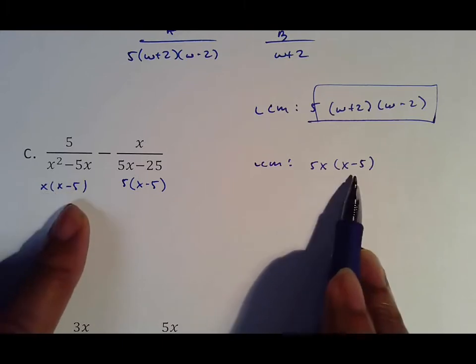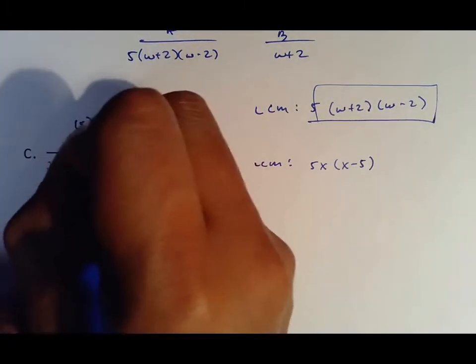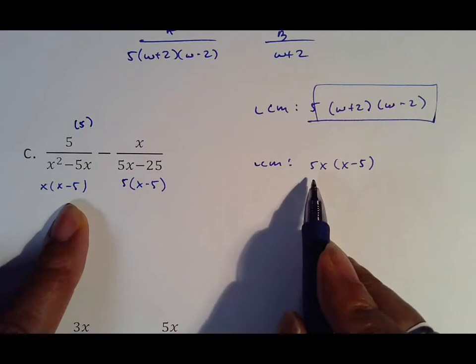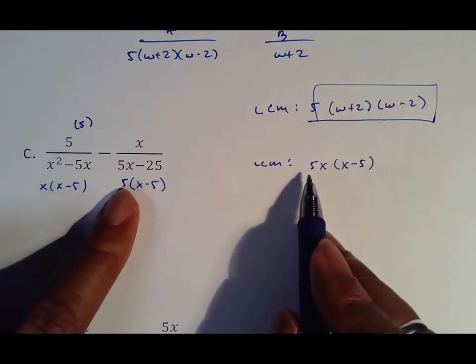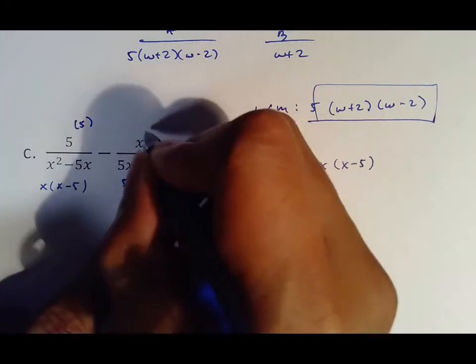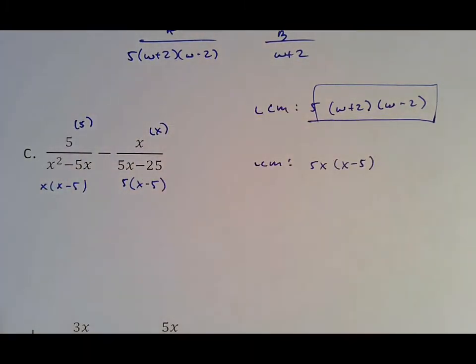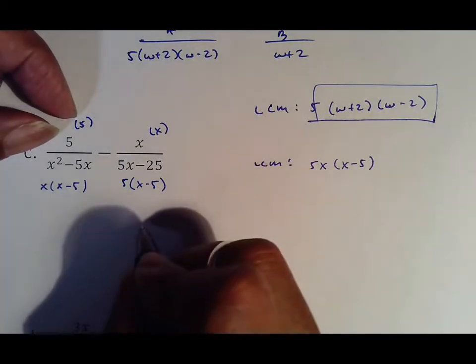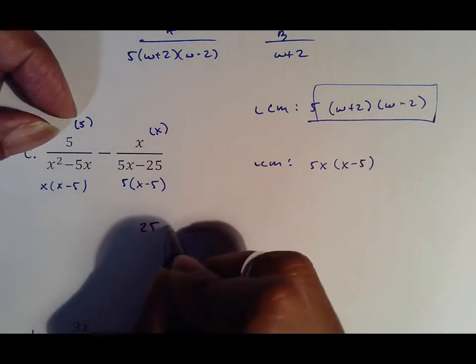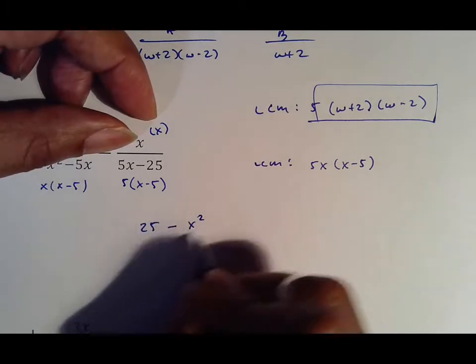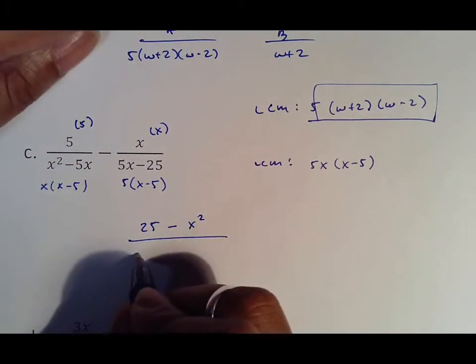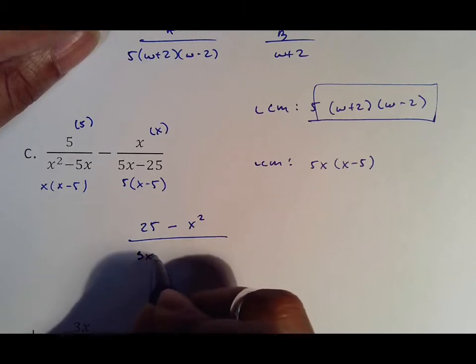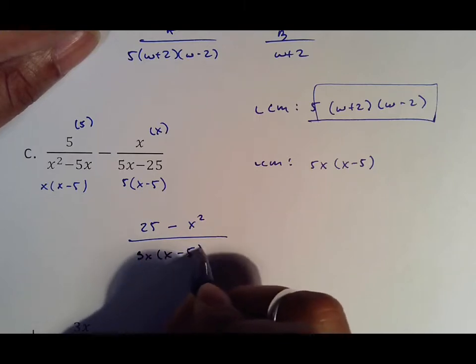Well, the x is here, the x minus 5 is there. I need to multiply by 5, right? Over here, when I'm looking at this, what's missing? I have the 5, I have the x minus 5. This is missing an x. And so what you end up with is this, which ends up being 25, minus this, which ends up being x squared, all over whatever your common denominator is, which is 5x times x minus 5.